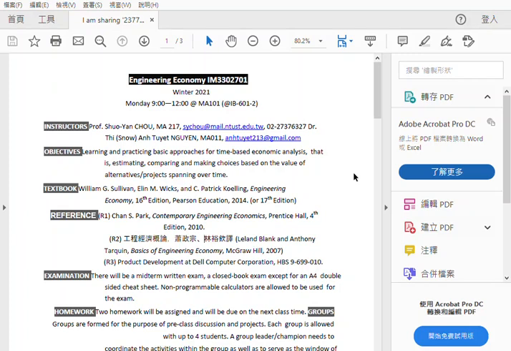So let me go through the syllabus because now I'm talking to students in both departments, and I may refer to civil and construction engineering students, but it's also applicable to us, or the other way around.